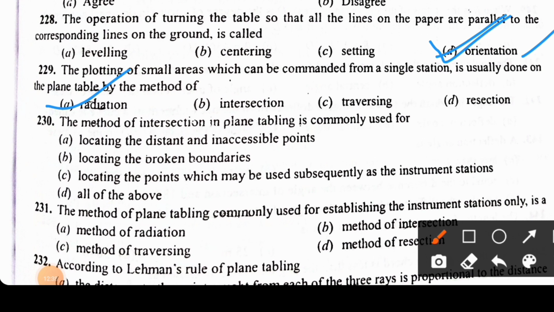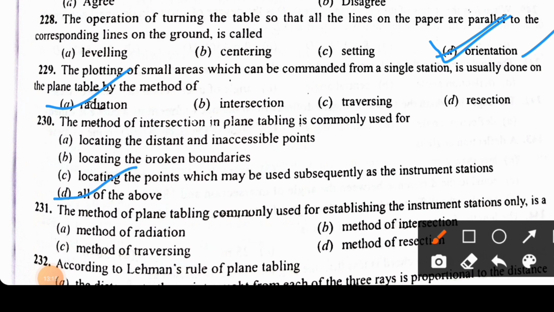The method of intersection in plane tabling is commonly used for locating the distant and inaccessible points, locating the broken boundaries, locating the points which may be used subsequently as the instrument stations. यहाँ पे ए बी सी तीनों ही आंसर होगा. एक्चुअली यहाँ पे करेक्ट आंसर डी, ऑल ऑफ द अबव.